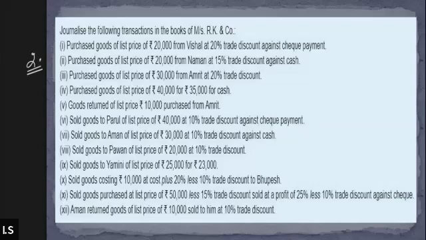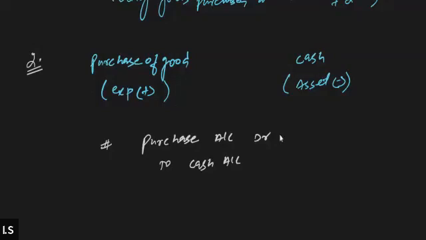Any one of you, please tell me the value I should write. 20,000 of goods at a trade discount of 15%. 15% of 20,000 is how much, everyone? 3,000, right? So that means we have got goods at rupees 17,000 only. So purchase account will be debited by 17,000 as well as the cash account will be credited by 17,000. And we'll write down the narration as goods purchased.